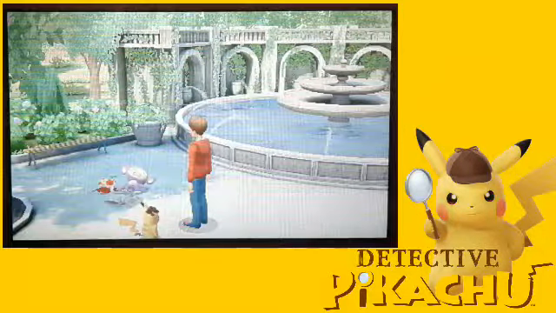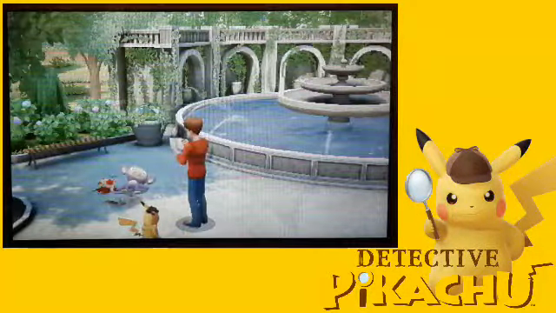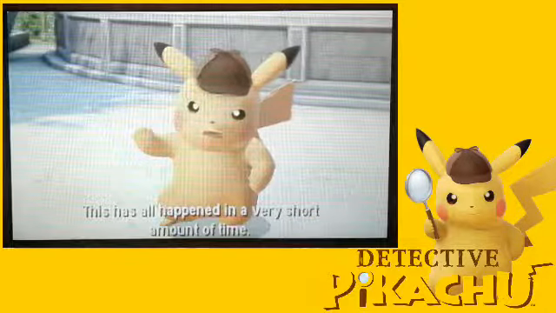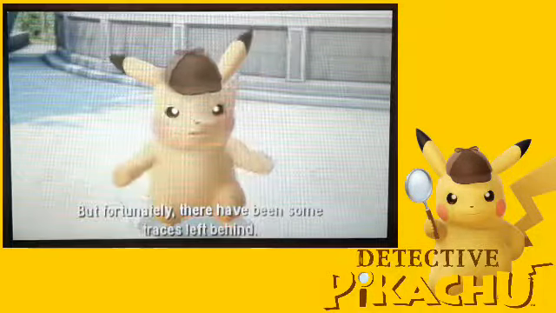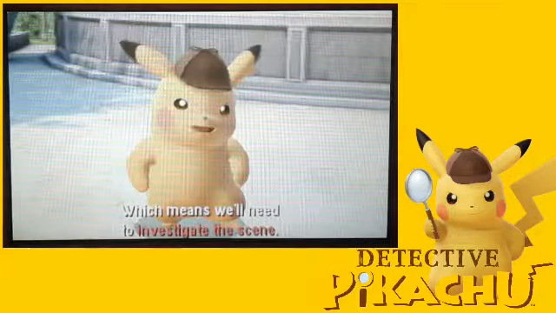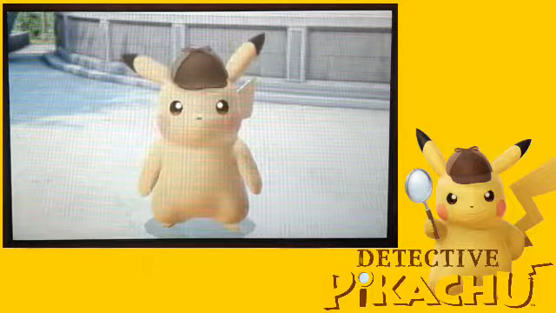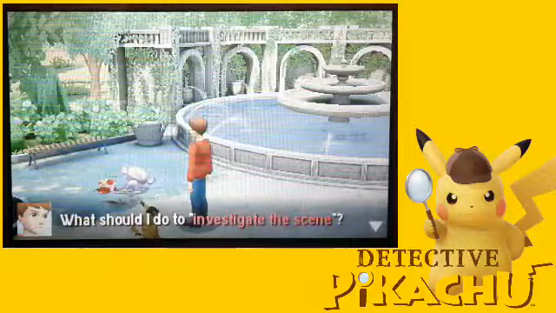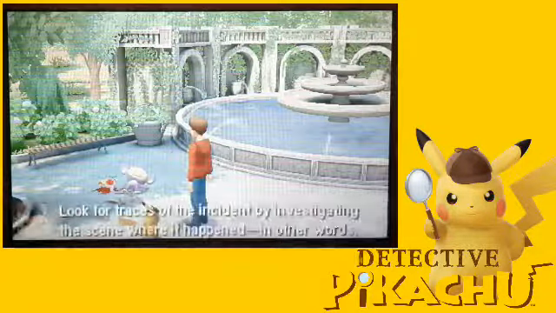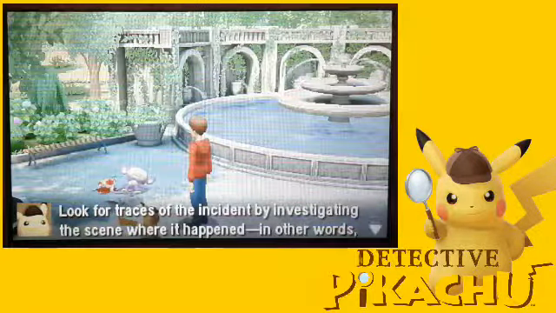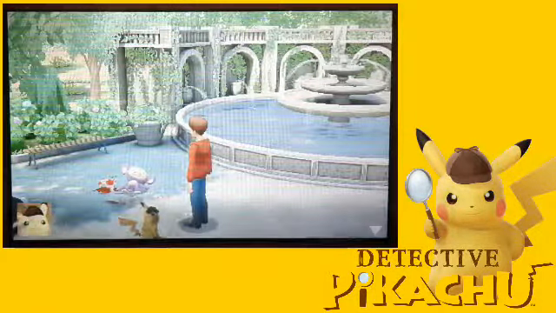So, this Apom is very... okay. This has all happened in a very short amount of time. But fortunately, there have been some traces left behind, which means we'll need to investigate the scene. I have to investigate the scene. What should I do to investigate the scene? Look for traces of the incident by investigating the scene where it happened. In other words, this place.